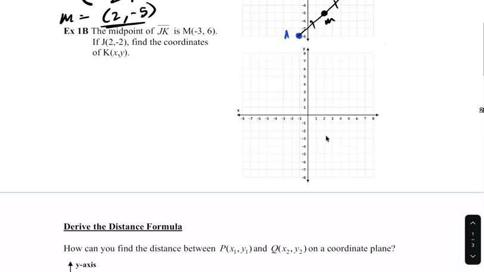Now the next one's actually the opposite. Well, not the opposite. It's a different way of doing this. The midpoint of JK is M -3, 6. So it actually gave us the midpoint to start off. So -3, 6 is the midpoint.